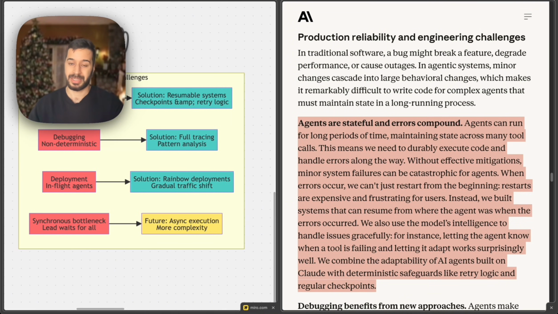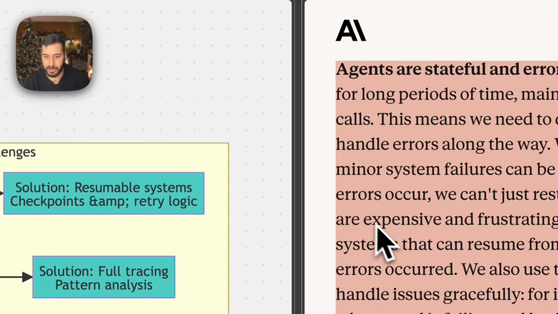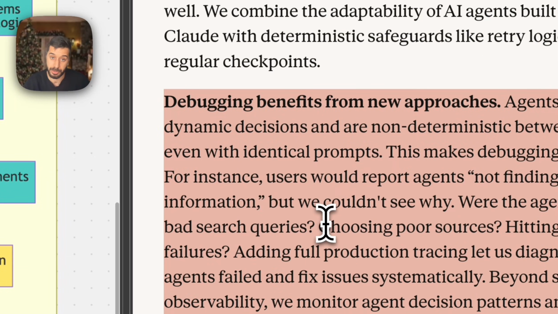When an error happens, instead of restarting the whole execution from scratch, you save every successful step in a checkpoint, and then you restart from that checkpoint. You save all the state in that checkpoint and you resume from that. So you don't lose any time, and you don't lose any progress that you have made. So this is the first issue that they faced.